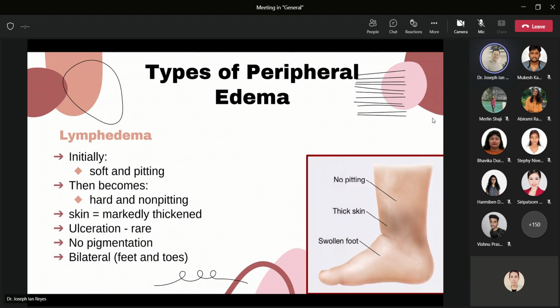Then lymphedema, initially soft and pitting, then it becomes hard and non-pitting. So skin is markedly thickened. Ulcerations would be rare, no pigmentations, and usually bilateral feet and toes for lymphedema. Okay, so that's just a taste of the pathologies that we could encounter if we have patients with poor circulation.